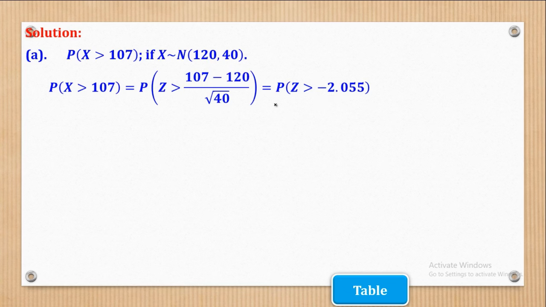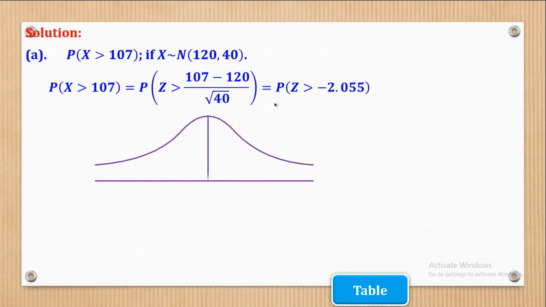After that, next is to sketch. So I'll first draw a standard normal curve with mean at the center, 0. Then I realize that this value is negative, meaning that it's on this side of 0, so I'll put it somewhere there. Then I'll look at this inequality. Greater than means shading goes to the right, so I'll shade going that side. So let's do that.